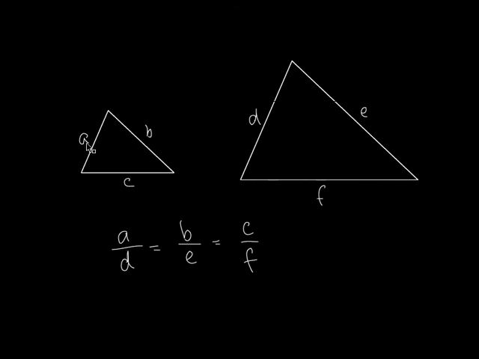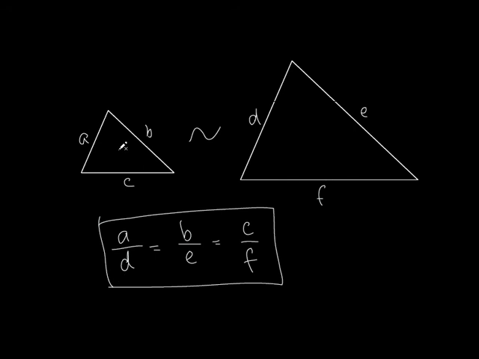So if these sides are all in proportion, guess what I can say about these two triangles then? They are what? Similar, that's right. So with this information given to me, I can now say that these two triangles are similar. Now, if they're similar to each other, what then can I say about the angles? The corresponding angles are all equal.